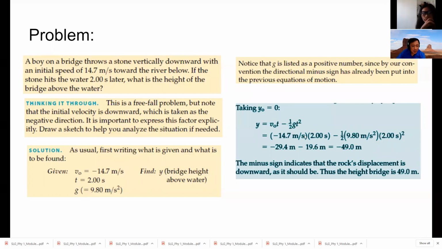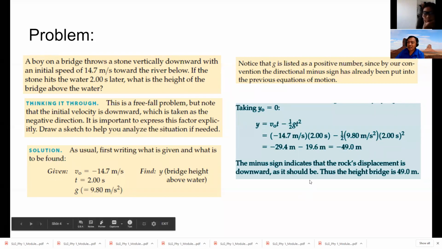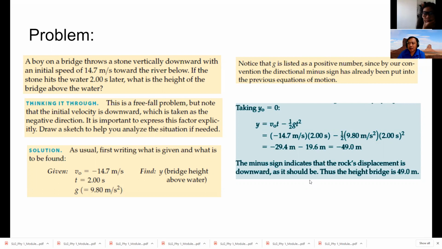You cancel the units: seconds canceled, seconds squared canceled. And take note of what I told you, that you cannot add quantities having different units. So v naught t will give you meters, 1/2 g t squared will give you meters, as based on the cancellation. So negative 29.4 minus 19.6, you will get negative 49.0 meters. The minus sign indicates the rock's displacement is downward, as it should be. So that is the significance of the minus. Thus the height of the bridge, since height is just a scalar quantity, is 49.0 meters.